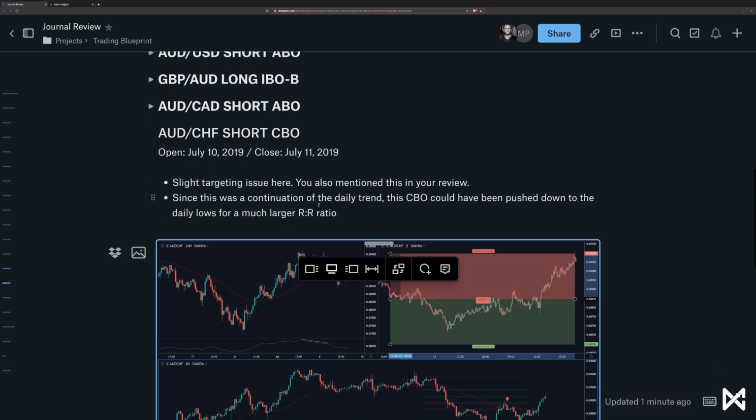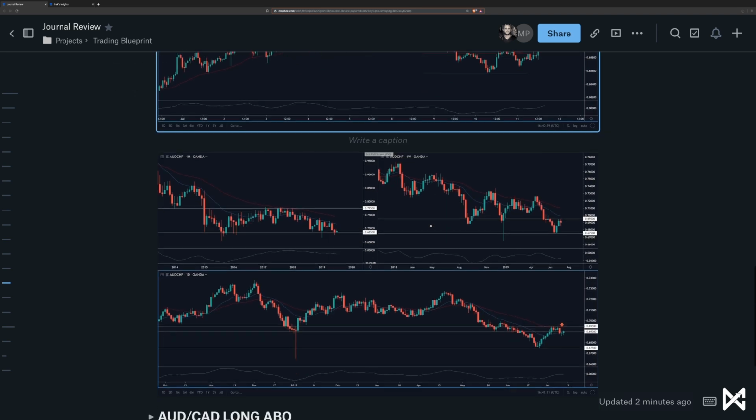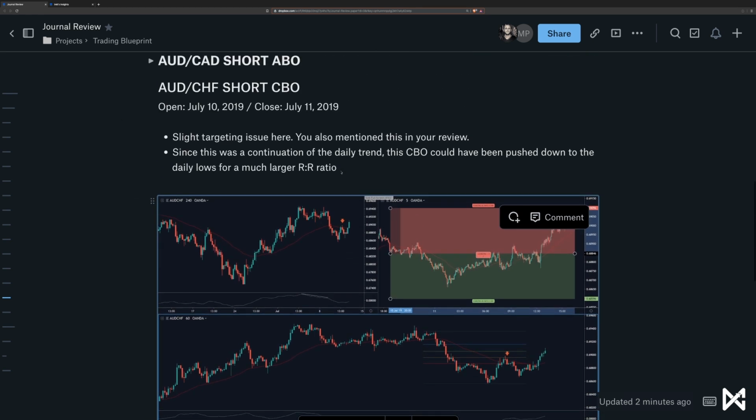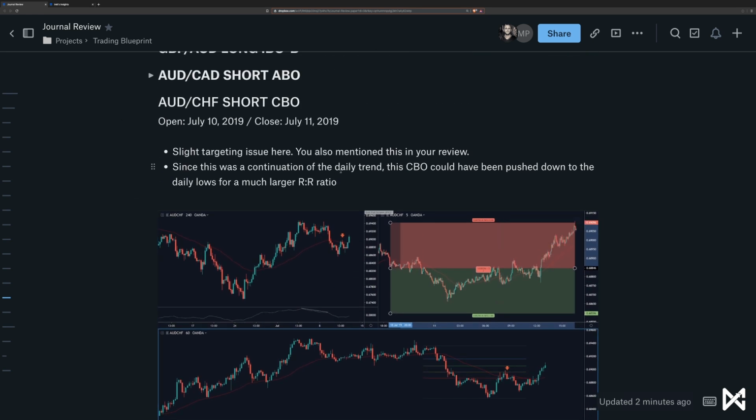The thing that I said here is that since this was a daily continuation, this CBO could have been pushed farther down. It would have been a loss anyway, but you could have pushed it potentially farther, unless, again, this guy saw monthly support and weekly charts kind of churning bullish, even though we don't have bullish price action. It's just pulling back to resistance. Then maybe that is why he chose a more short-term target, but you could have pushed it further. This is an example of increasing your reward risk ratio.